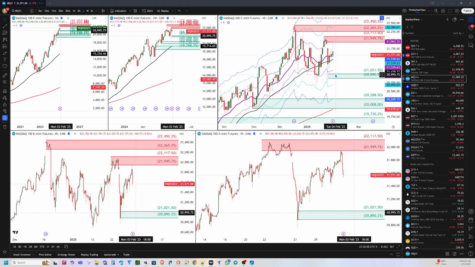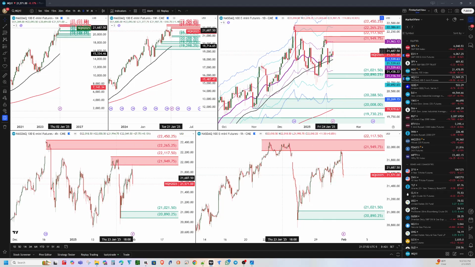Nasdaq futures also have the same thing. It went to the 21,950 area on Friday. It was a gap up and then sold off almost 600 points down on Nasdaq.